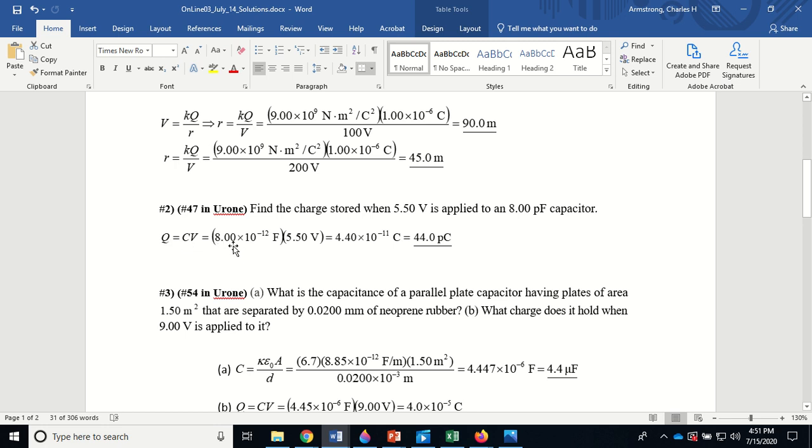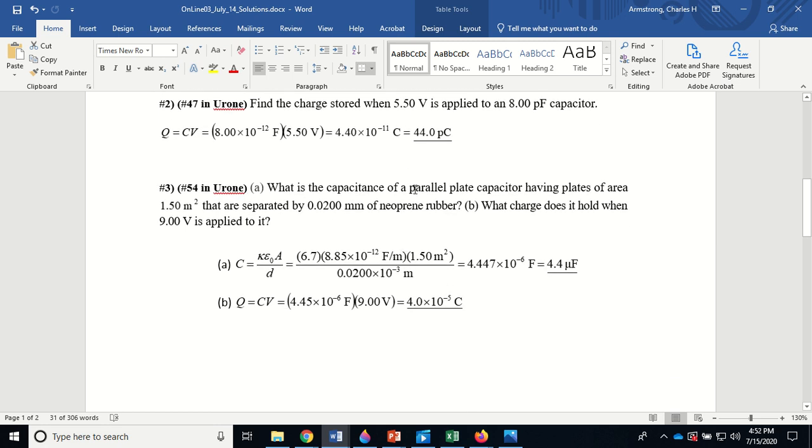This guy could store 8 times 10 to the minus 12 coulombs per volt. So it's a very small capacitor. It doesn't store very much. Put a whole volt across there, and it can only store 8 picocoulombs of charge. So we go 8 times 10 to the minus 12 farads times the 5.5 volts we put across there, and we can get up to 44.0 picocoulombs, or 44.0 times 10 to the minus 12 coulombs of charge.